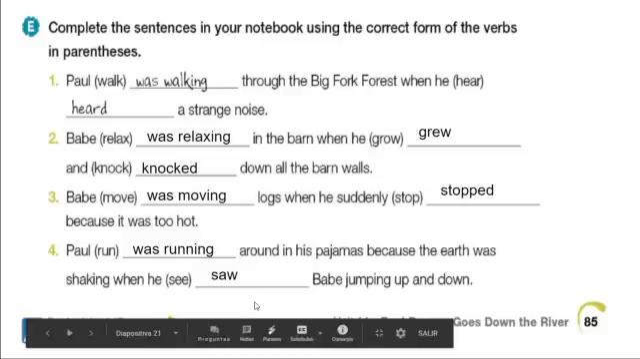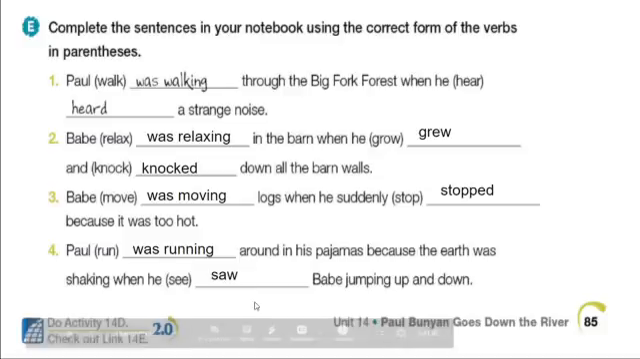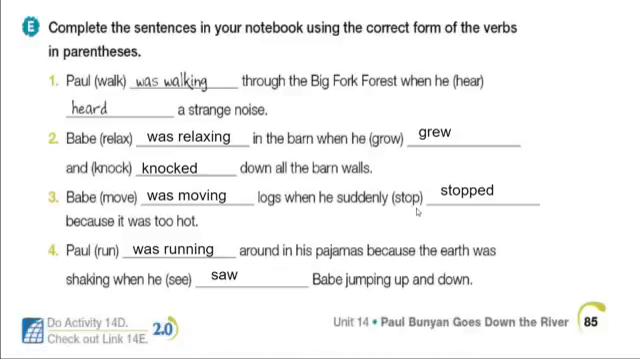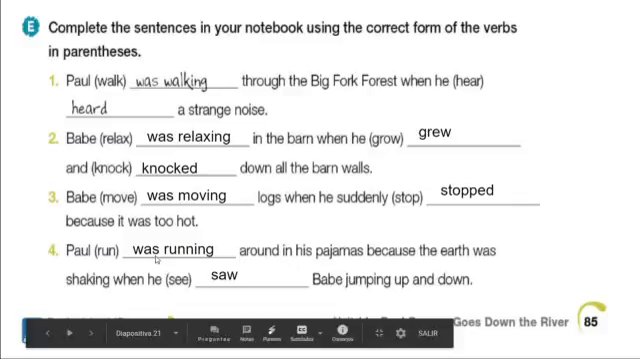¿Por qué utilizamos double N, doble N y doble P en stop? Recuerde, cuando un verbo es monosílabo, por ejemplo, separe stop. Stop, one syllable. Run, one syllable. Y sigue la regla consonante, vocal, consonante. Duplicamos la última letra y aumentamos ed. Stop, stopped with double P. In run, the same with double N. Very good. Run in his pajamas because, continue with the reading.